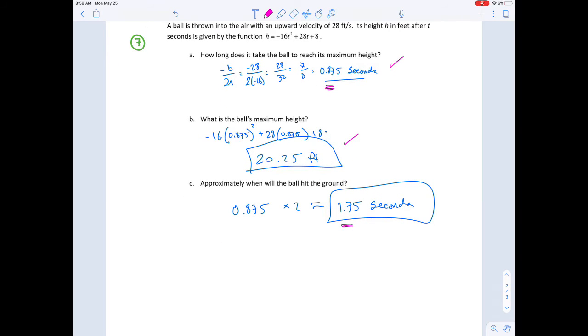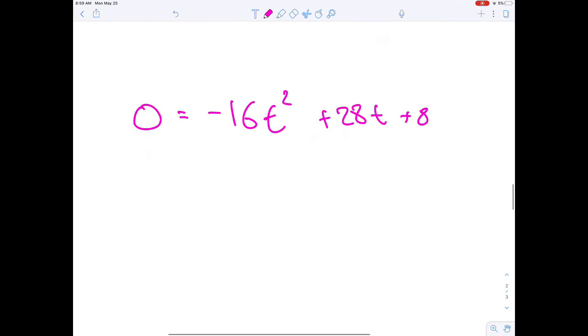I did have one person went out of their way and they said, well, what happens if height equals 0? This is a pretty cool move. If height equals 0, the ball's on the ground. That's cool. So check it out. -16t squared plus 28t plus 8. And you could solve this. And let's see, I'm not going to solve the whole thing right now.